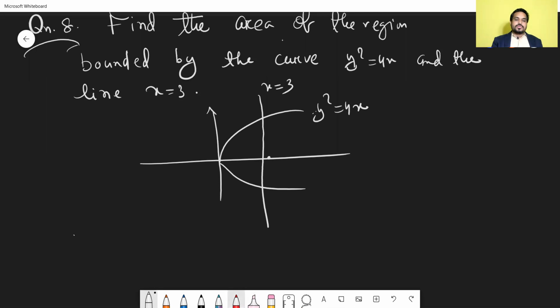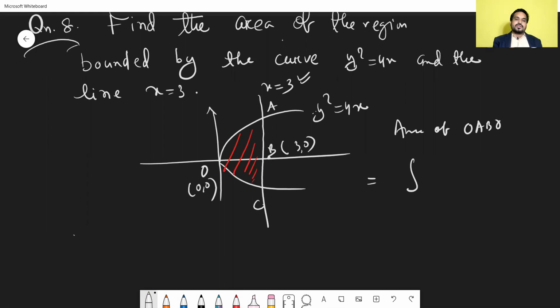So now we want to find out the area. This area we want to find out. This red shaded region is our target. So student, this region is O, A, B, C. So area of OABO is equal to what? Integration from, see, this origin is 0, 0, and this B is 3, 0, because x equal to 3 is there. So this point is 3, 0. So now integration from 0 to 3. Why 0 to 3? Because the x coordinate of the origin and the x coordinate of B, the starting x coordinate and the ending x coordinate of the shaded region, is our limit.